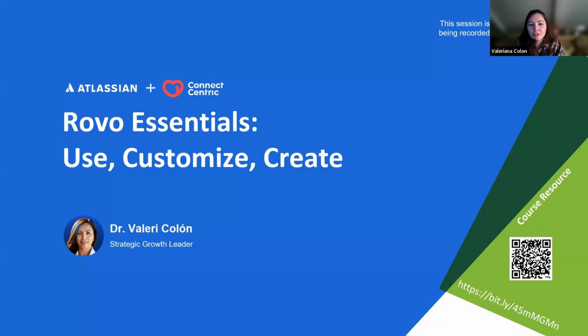We'll jump right in. This is a really quick down and dirty session. So imagine having your AI teammate who handles your busy work so you can focus on what really matters. That's the power of Rovo. It's really how you integrate them into your workflow. I'm Dr. Valeri Colón. This is Rovo Essentials, how to use, customize, and create, working smarter, not harder.